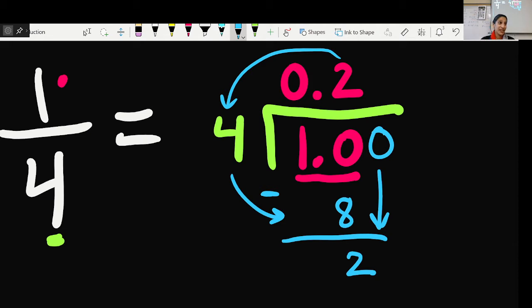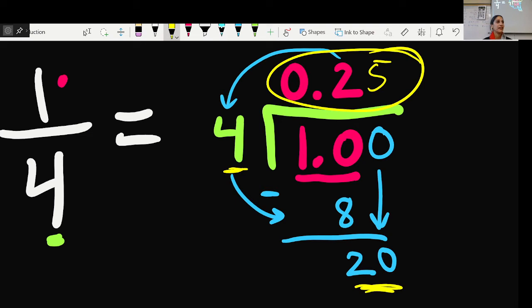1.00 is the same thing as 1, right? So we're allowed to do that. And now I could say, well, how many times does 4 go into 20? And do you see how we get the 0.25 now? That was easy. Good? Yeah, question?